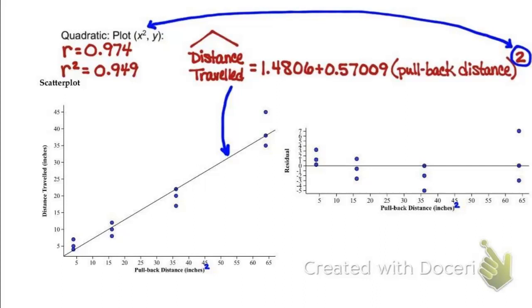What's our R value this time? It's stronger. The R value got stronger. What happened to the R squared value? It got quite a bit stronger. So now distance traveled hat is equal to 1.4806 plus 0.57009 times the pullback distance squared.